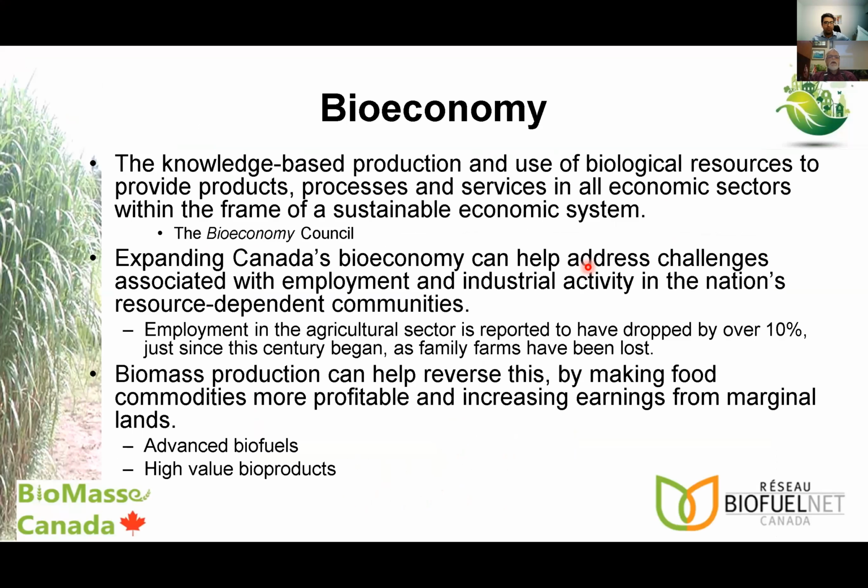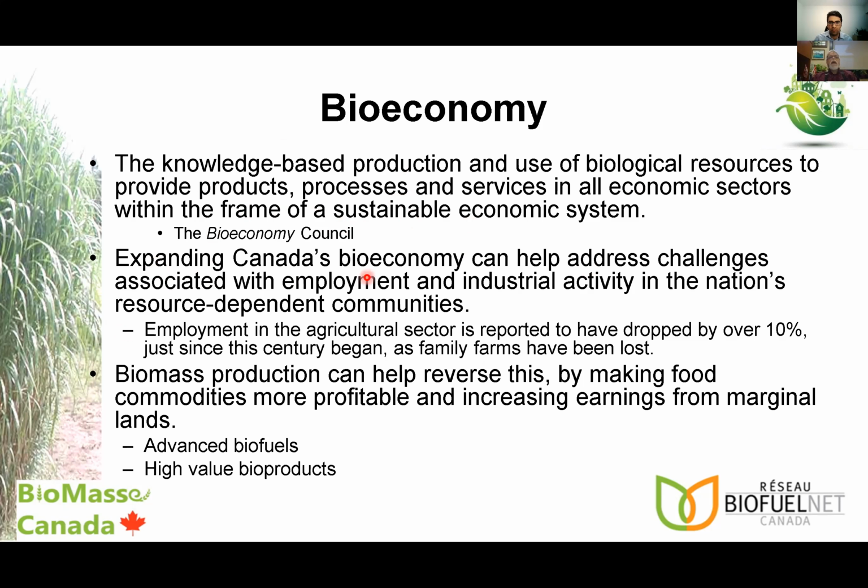So the bioeconomy: this is knowledge-based production and the use of biological resources, to provide products, processes, and services in all economic sectors within a framework of a sustainable economic system. This comes from the Bioeconomy Council. It's a fairly generic, fairly broad definition of a bioeconomy, but it's workable in this context, so I've gone with this.